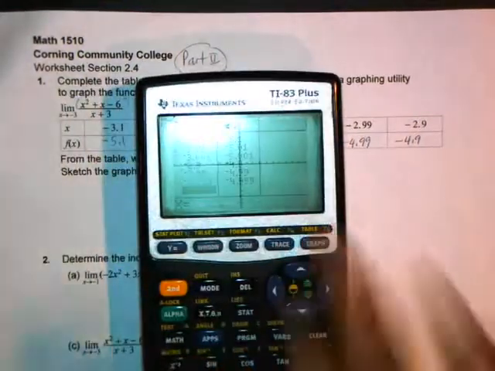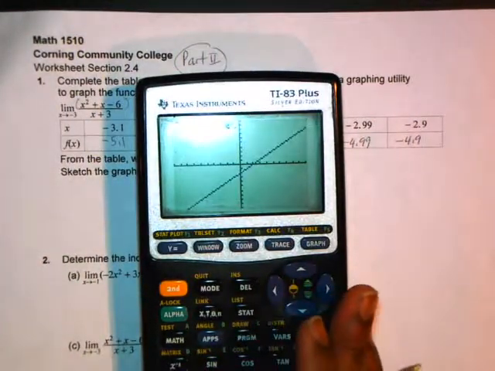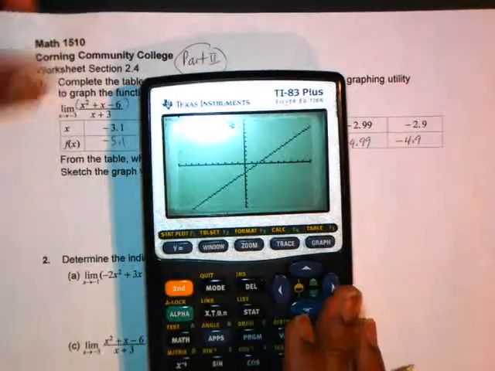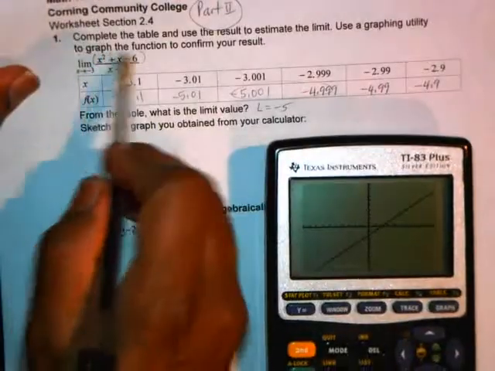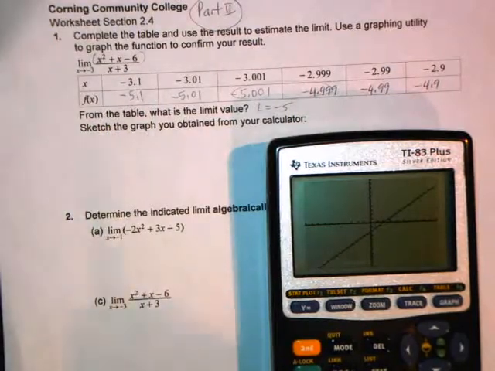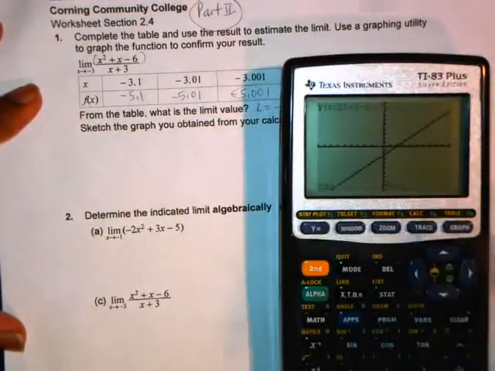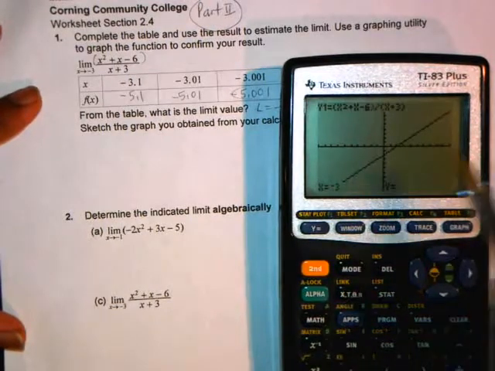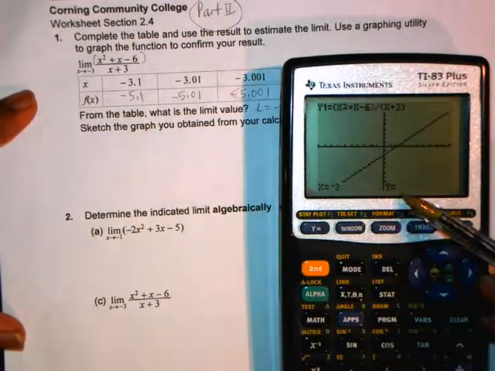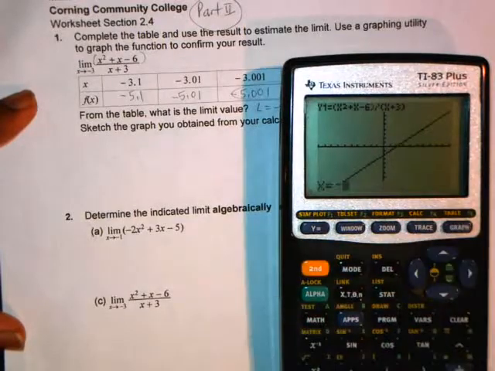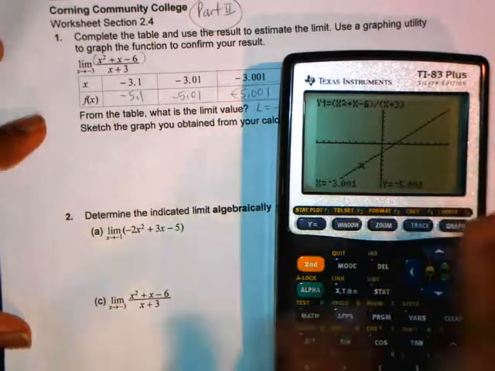We're going to push graph and see what that looks like. A line again. We'll have to get to the bottom of that in this section. So why are we graphing rational functions and getting lines at the end? If I push trace and type in negative 3, once again y is undefined, but let's try negative 3.001 and it's somewhere there. So it's close to negative 5.